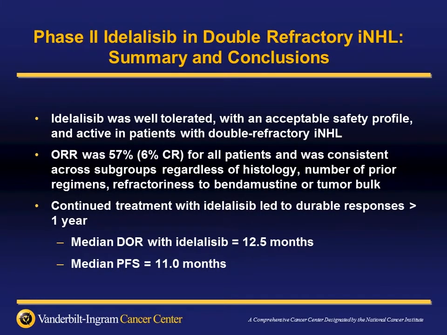And these were the conclusions. Relatively well tolerated, acceptable safety profile, and was active in double refractory indolent non-Hodgkin lymphoma. The overall response rate was 57%, with 6% CRs. It was across all histologies, number of prior regimens, refractoriness to bendamustine or tumor bulk. They continued treatment with idelalisib, which led to durable responses greater than a year. The median duration of response was 12.5 months and progression-free survival was 11 months. So another new agent for B-cell lymphomas.